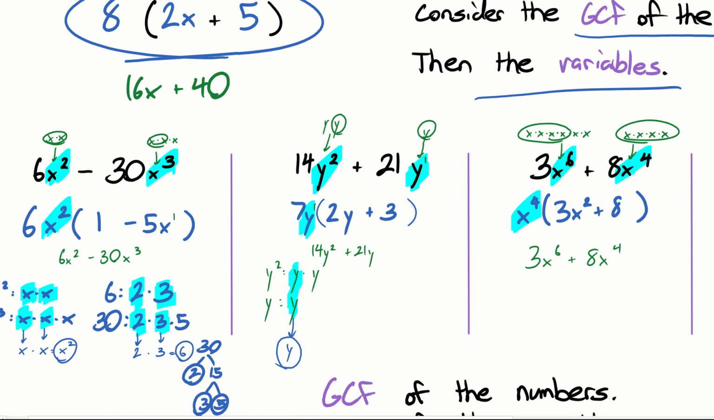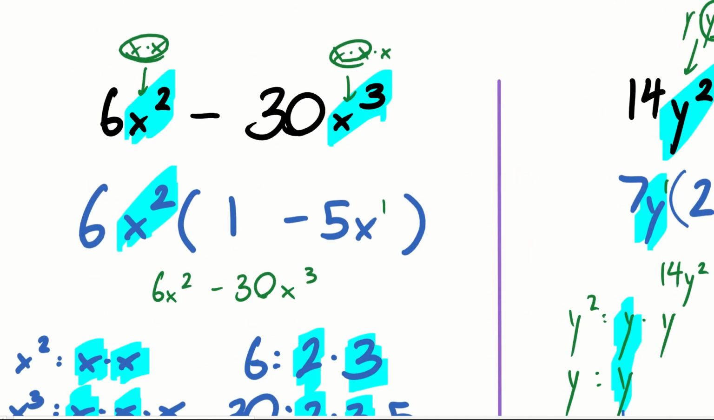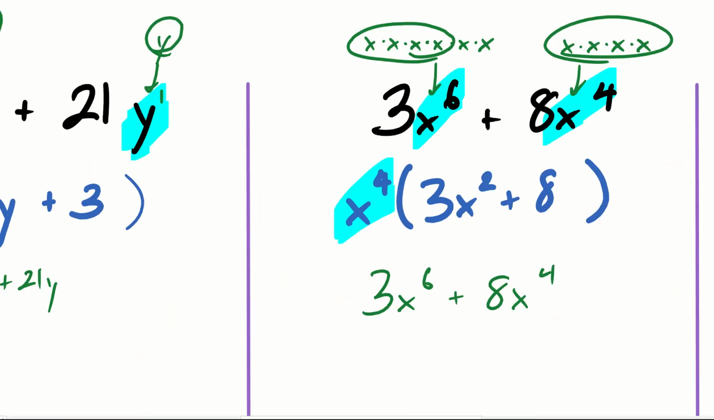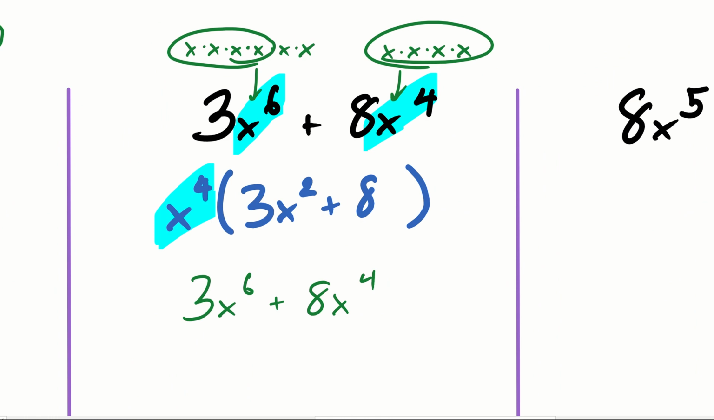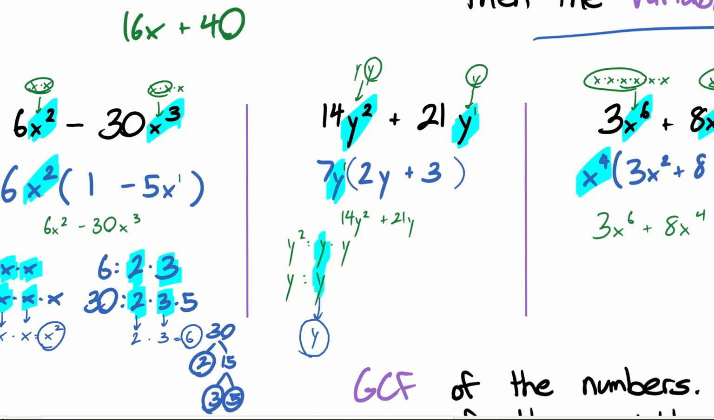Anyone noticing something here to make finding the GCF of the variables really easy? Go ahead and shout it out. Yeah, it's always the lower exponent, right? X squared, x cubed. The GCF was x squared. Y to the 2nd, y to the 1st. The GCF was y to the 1st. It's always the smaller exponent and its variable. X to the 6th, x to the 4th. The GCF was x to the 4th. So you don't even have to think about it anymore if you know that. It's just the smaller variable every single time.